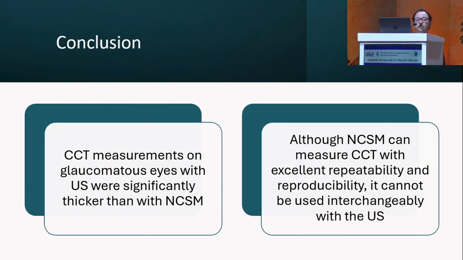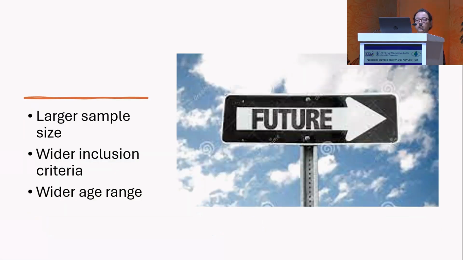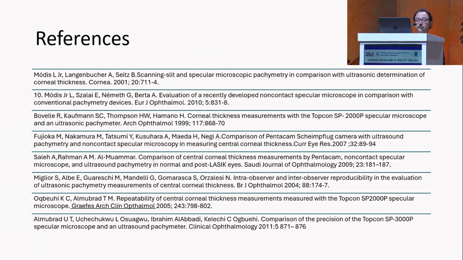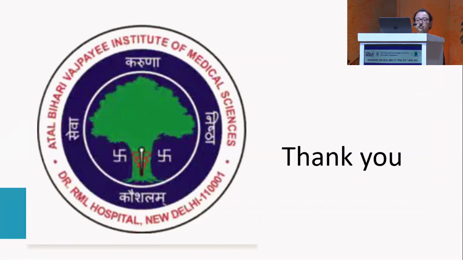So we can conclude that CCT measurements on glaucomatous eyes with ultrasonic pachymeter were significantly thicker than with non-contact specular microscope. Although the non-contact specular microscope can measure CCT with excellent repeatability and reproducibility, it cannot be used interchangeably with ultrasonic. And in the future, studies can be conducted with larger sample size, wider inclusion criteria, wider age range, and can include other instruments also for checking CCT. These are the references. Thank you.